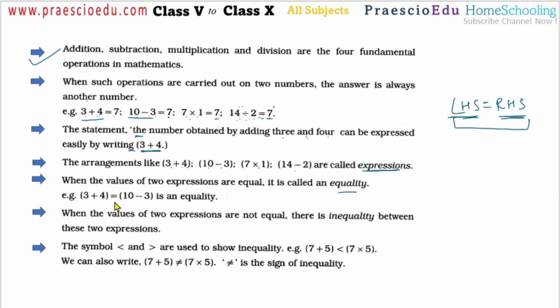As I told earlier, when two expressions are shown with an equality, it means they are equal. When the values of two expressions are not equal, there is an inequality between them. That time, the symbols greater than or less than are used to show inequality. Sometimes equal and not equal signs are also shown just for information purposes.